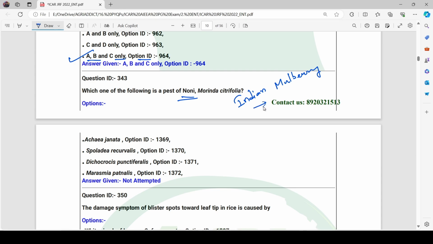It's a fruit bearing crop, fruit bearing tree of family Rubiaceae, that is also the family of coffee. So its main pest is Achaea janata, castor semilooper.